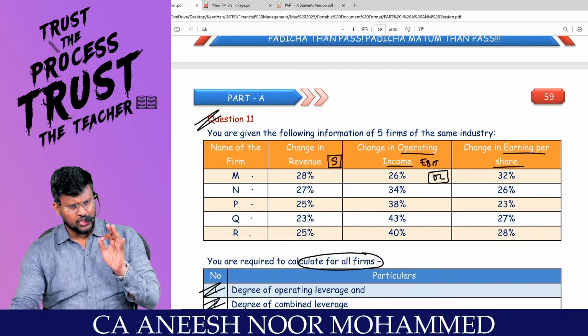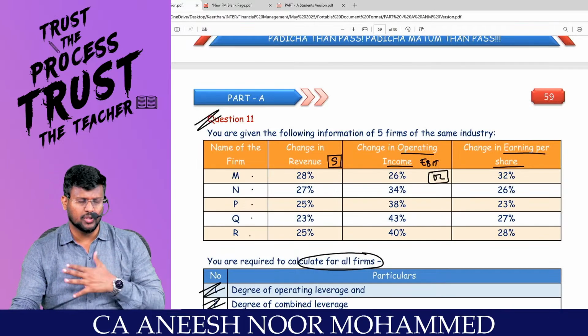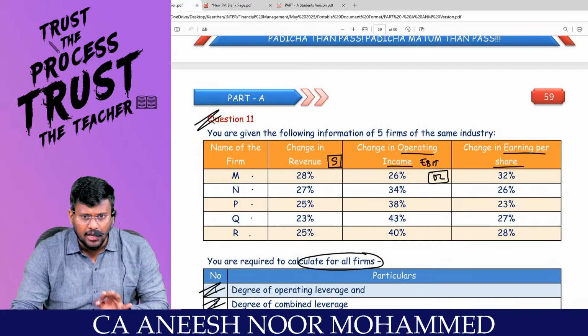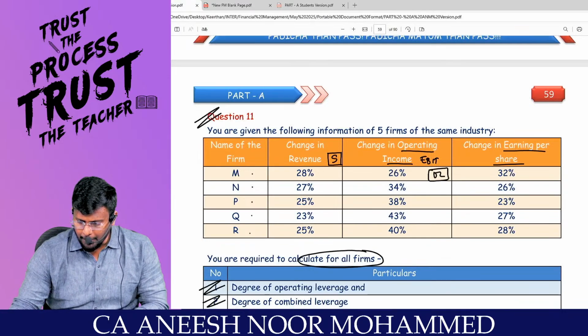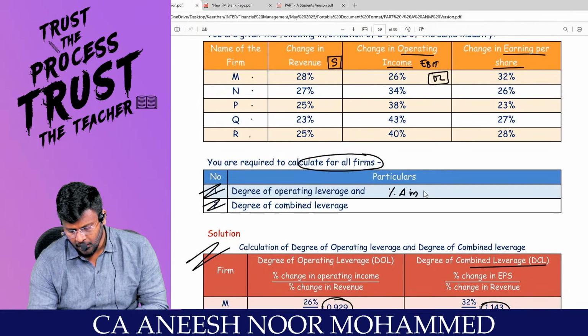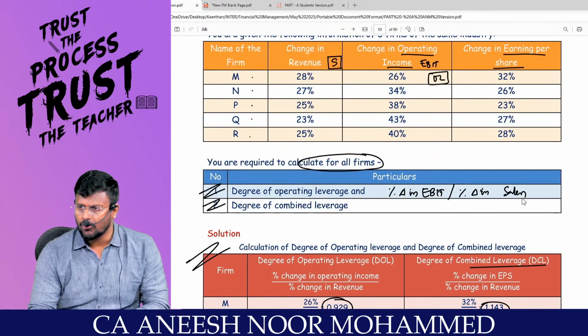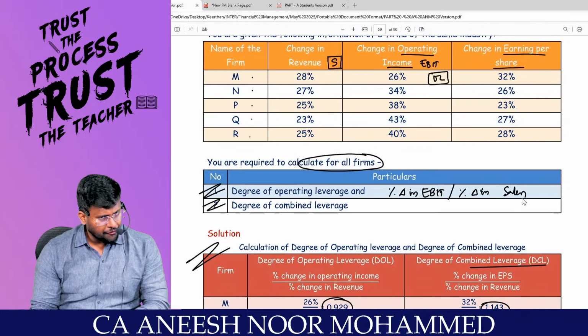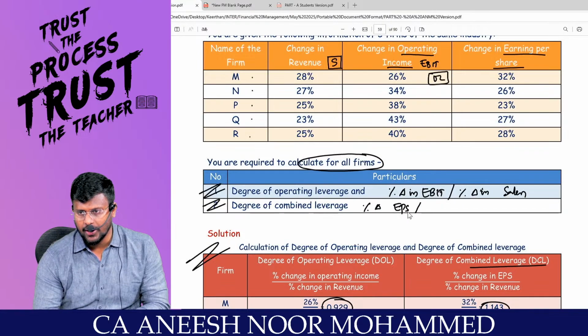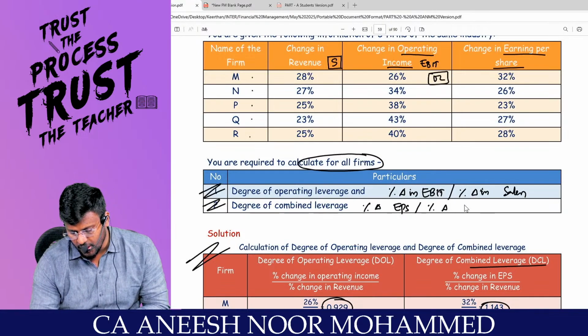You know, this question is a past examination question. What is there in the question? You have to clearly take the relationship. Operating leverage is equal to percentage change in EBIT divided by percentage change in sales. That's it, this formula we have already done. Degree of combined leverage is equal to percentage change in EPS divided by percentage change in sales.